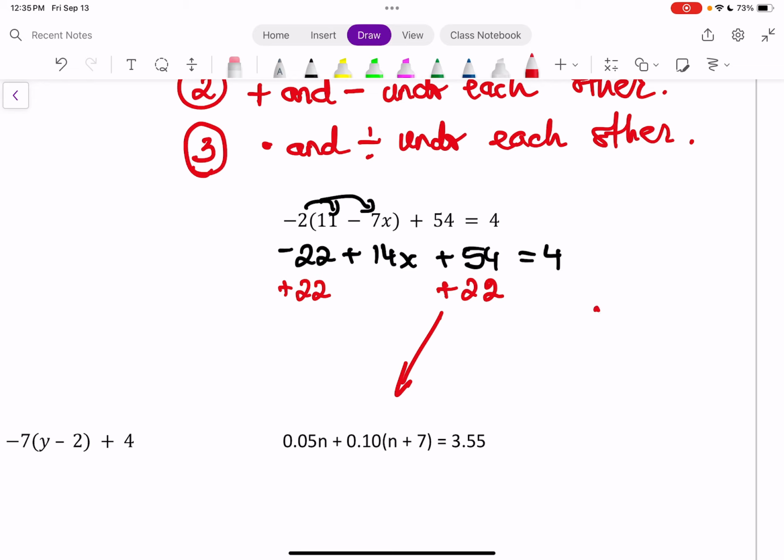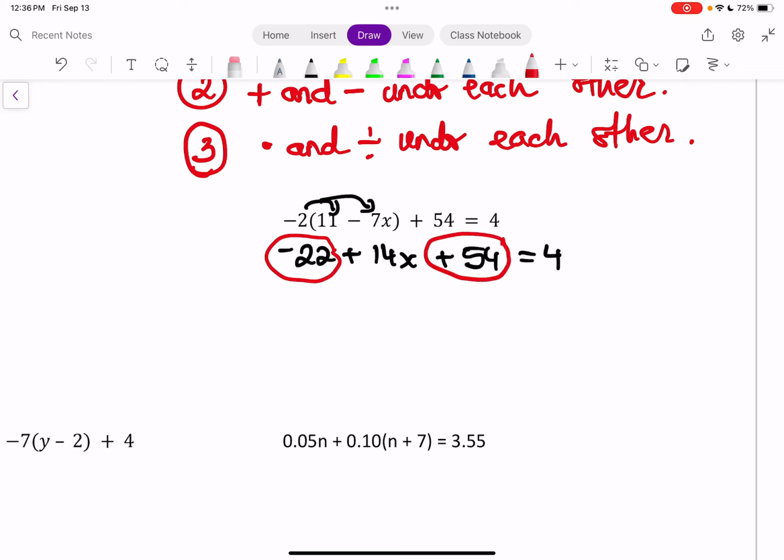Because the negative 22 and the positive 54 are on the same side of the equal, that means this expression on the left side of the equal is not yet simplified. We can combine like terms. So negative 22 plus 54, that should be a positive 32.